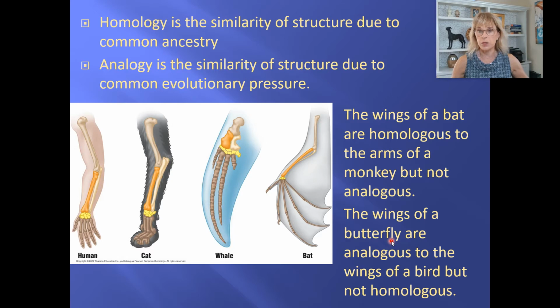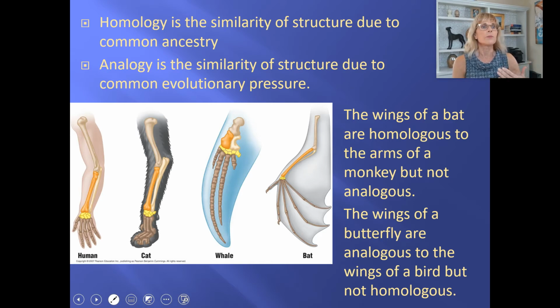Homology is the word we use to describe that there are structures that were in two different species. And the reason they're in two different species is because those two different species are related somehow. Okay, so when it comes to homology, let's look at the arm of a human, the leg of a cat, the fin of a whale, and the wing of a bat.